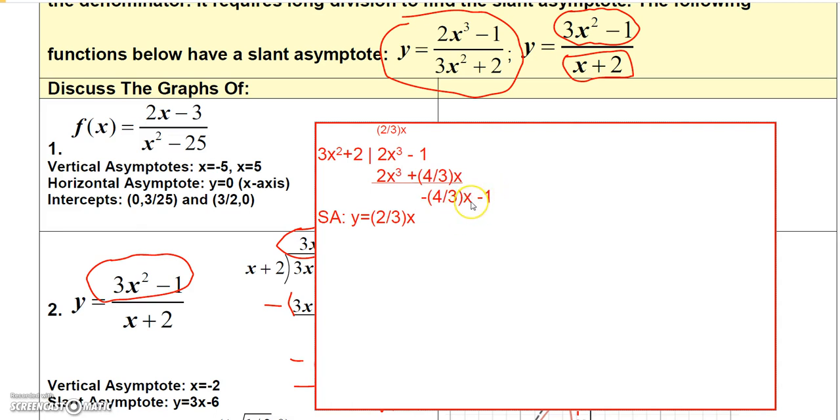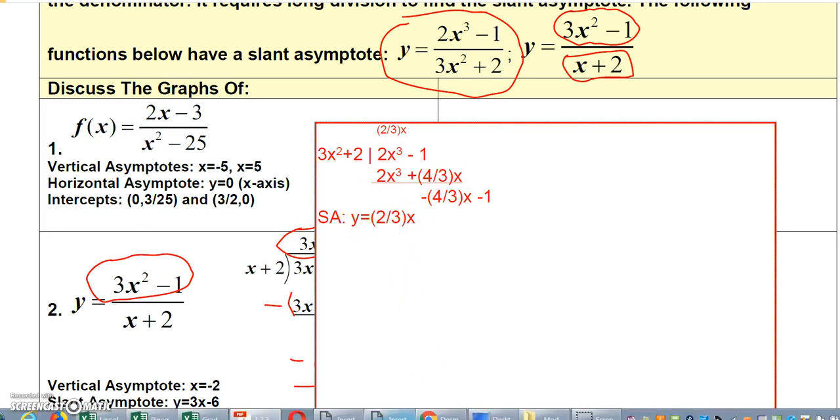Now, the degree of this is actually less than the degree of 3x squared. So I'm actually done, because I don't care about the remainder. All I care about is just the quotient portion. So the slant asymptote would actually be that quotient, 2/3 x. So y equals 2/3 x would be the slant asymptote for this function.